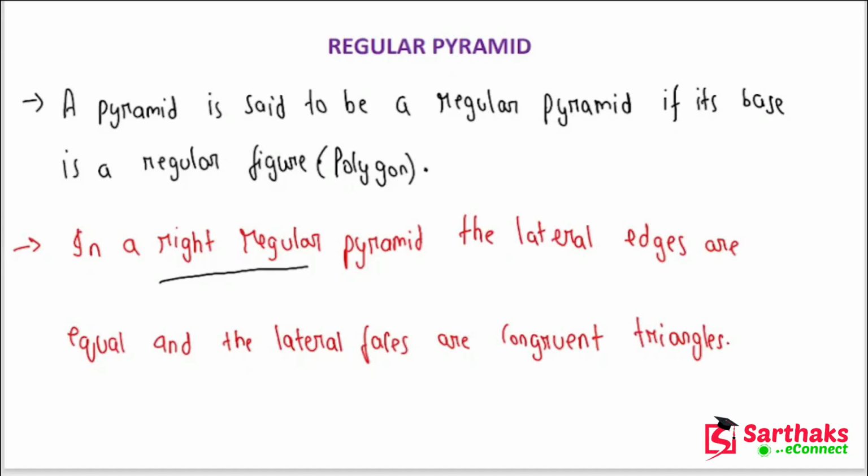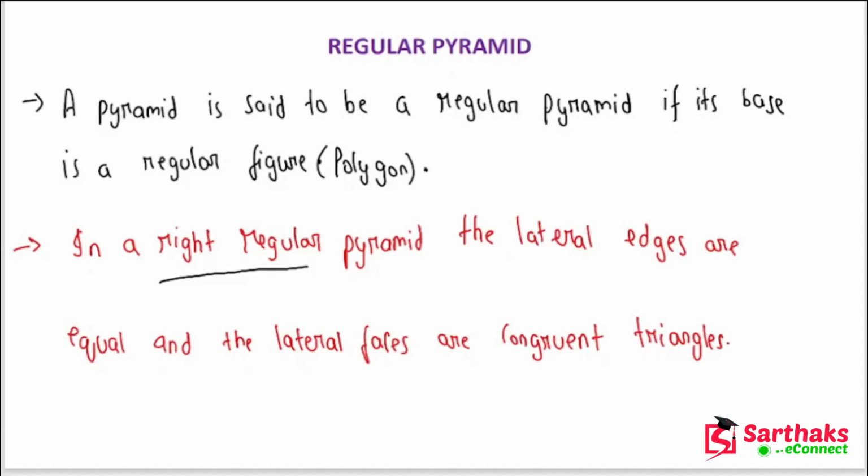Right. So you can clearly see in a right regular pyramid, the lateral edges are equal and the lateral faces are congruent triangles. And this is a very important property in terms of questions. Many times MCQs have been asked on this particular property. So if you have a right regular pyramid, you can be very sure that your lateral edges will all be equal in length and the triangles would be congruent. They may not be regular, but they will be congruent.